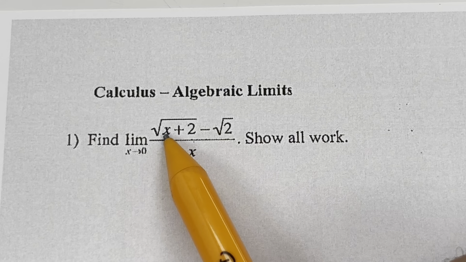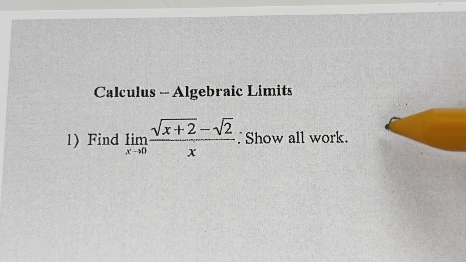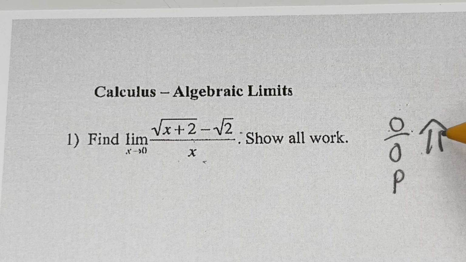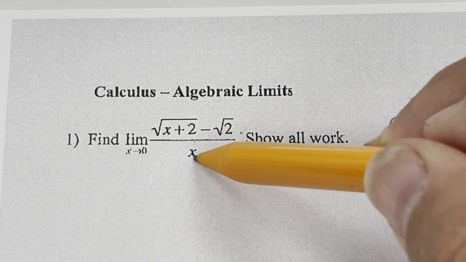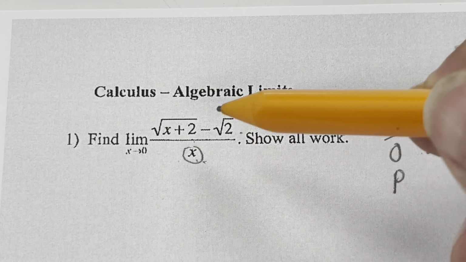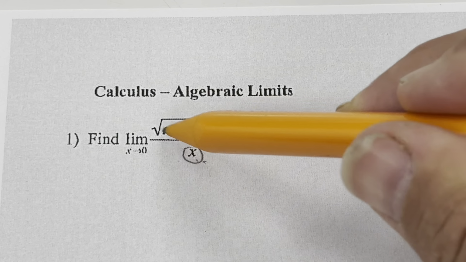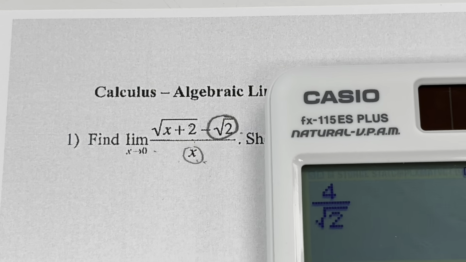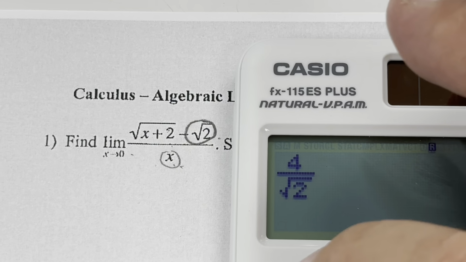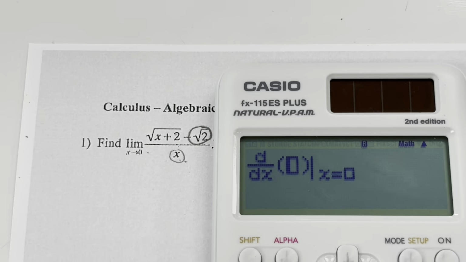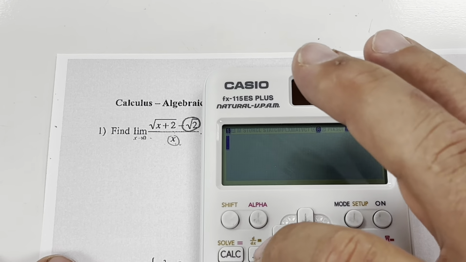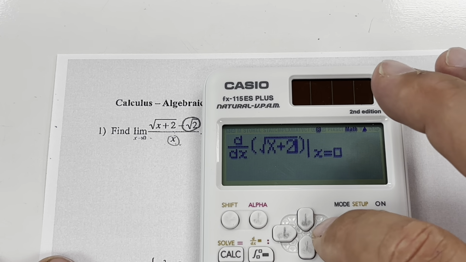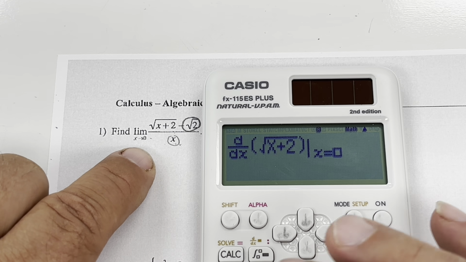So when I plug in 0, I get root 2 minus root 2. That's 0 over 0, so that spells oops. So I'm going to do L'Hopital's rule. When I take the derivative of the bottom, it would just be 1. The derivative of the top is going to get rid of that, so I just really need to take the derivative of that and evaluate it at 0. So again, I can dump that into the calculator. That would be the shift derivative key, in case you didn't see that again. We're going to type in square root of x plus 2, evaluated at 0.